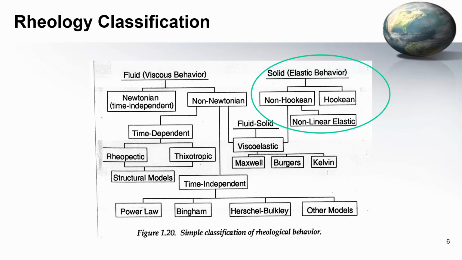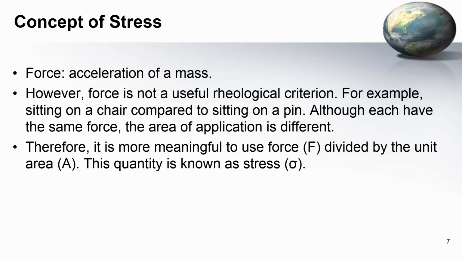This is a chart. We will see it in the next few chapters. In this chapter, we focus on solids, which have elastic behavior. They can be classified as Hookean or non-Hookean solids, which we'll study more. In the next chapter we study fluids. And later we are going to talk about viscoelastic materials, which are fluid-solid. So we will revisit the chart again.